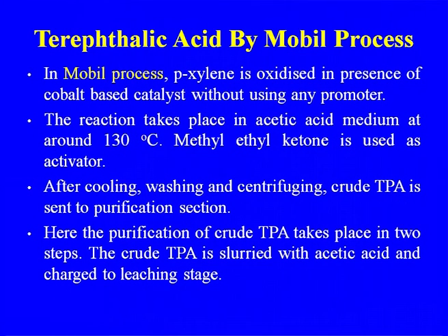process. The paraxylene is oxidized in the presence of a cobalt based catalyst without using any promoter. The reaction takes place in acid media at around 130 degrees centigrade. Methyl ethyl ketone is used as activator. After cooling, washing and centrifuging, crude TPA is sent to the purification section. Here the purification of the crude TPA takes place in two ways. The crude TPA is slurried with acetic acid and charged to the leaching stage.